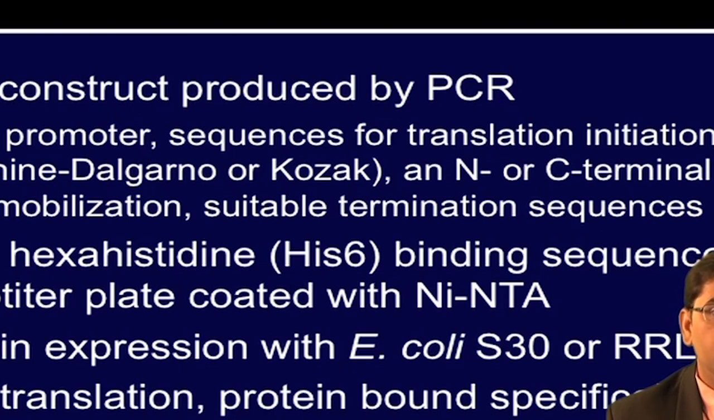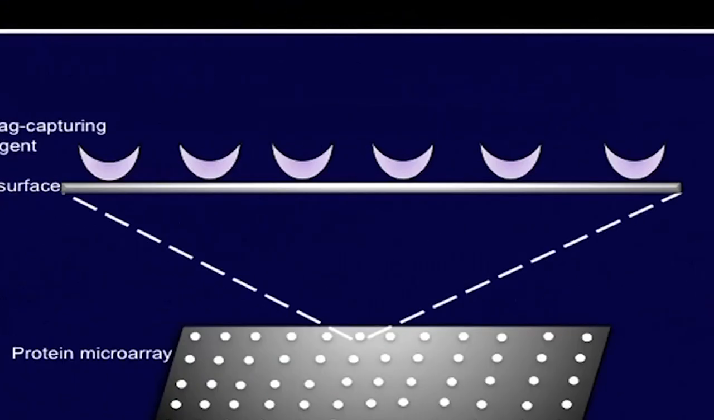Hexahistidine or histidine 6 tag binding sequence and a microtiter plate, which is coated with nickel NTA, is used for this purpose. The protein expression can be performed by using an E. coli based system or rabbit reticulocyte lysate. Once the translation has finished, the protein which is synthesized by using the cell-free expression system specifically binds on the surface through the tag sequence. In the PISA protein array method, the surface is coated with a tag capturing agent.